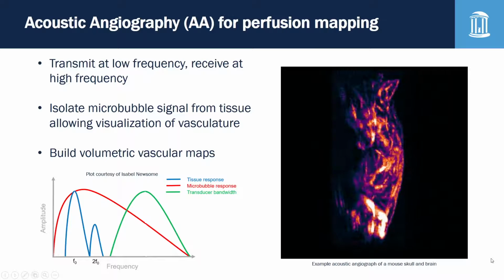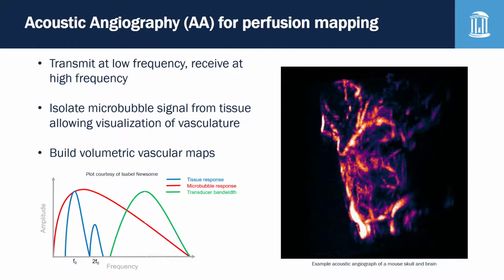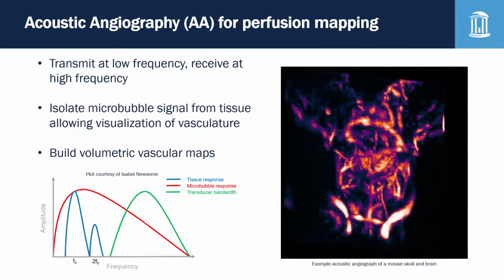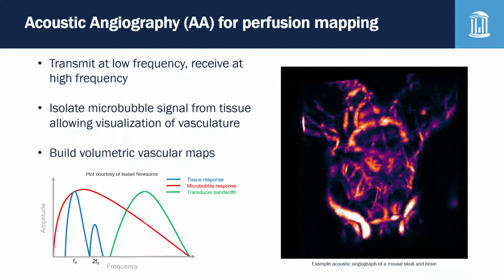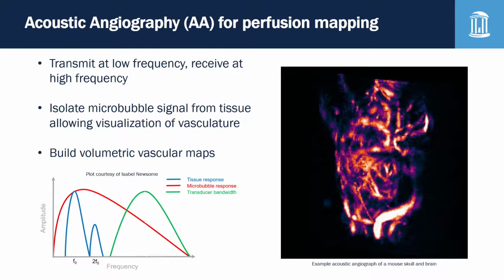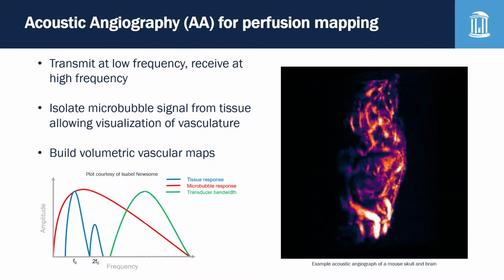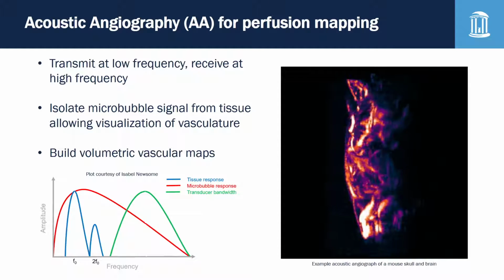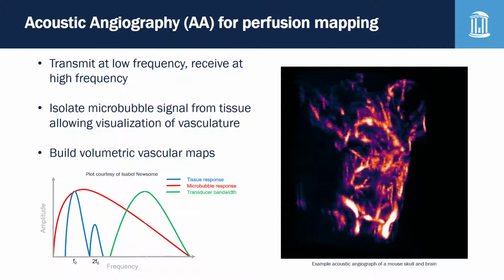Acoustic angiography is a special type of contrast imaging which utilizes a dual frequency approach to eliminate the ultrasound signal from tissue and isolate the microbubble signal. As depicted in the graph, receiving at frequencies much higher than transmission allows the localization of the broadband microbubble response while significantly reducing fundamental and harmonic signals associated with tissue. By collecting many frames, we can build detailed vascular maps indicative of perfusion, such as seen in the mouse skull and brain presented on the right.